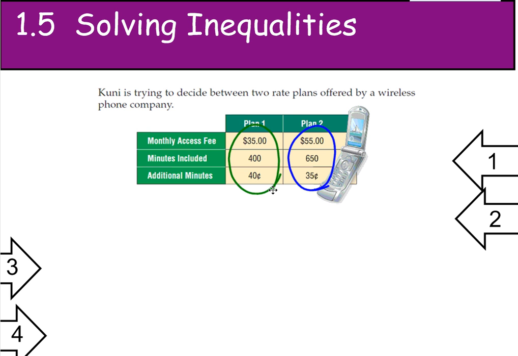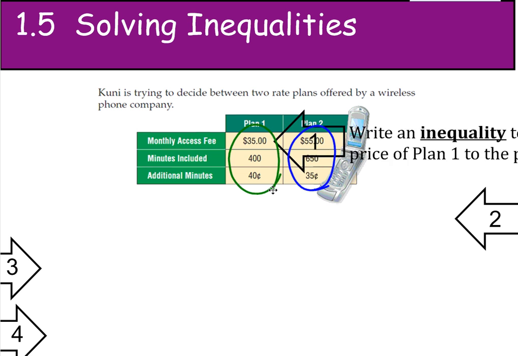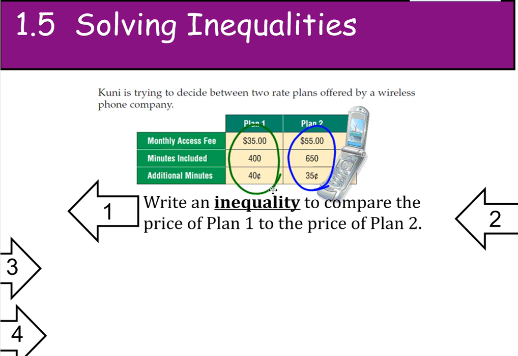So now if we start to look at this and start thinking about inequalities. Write an inequality to compare the price of plan 1 to the price of plan 2. So very, very simple. Plan 1 is $35, plan 2 is $55. So 35 is going to be less than 55. So that's nice and easy.